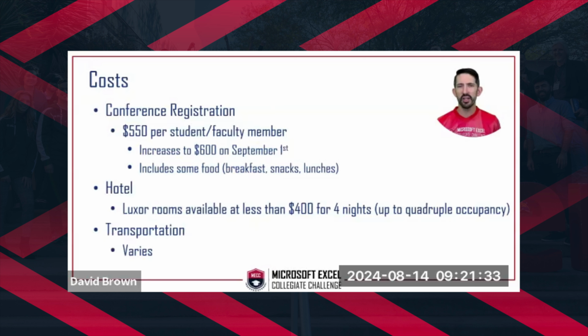On the hotel side, we have a room block at the Luxor. It's about $400 for all 4 nights, so about $100 per night is the rate that's worked out. And you can get 1, 2, 3, or 4 students in there. At U of A, we're doing double occupancy, so I've got 5 hotel rooms booked for my 10 students and 1 for myself as well.